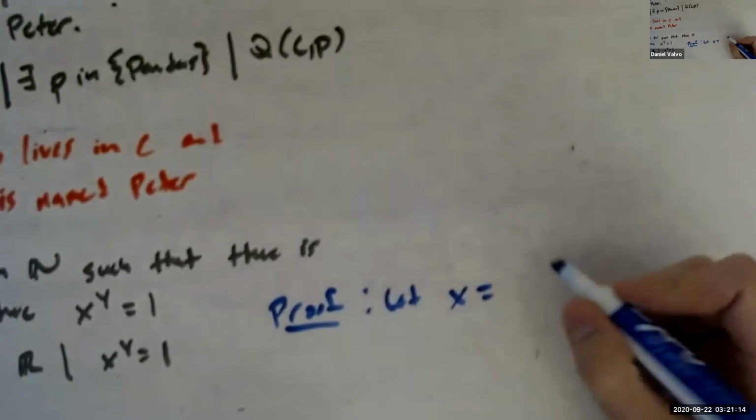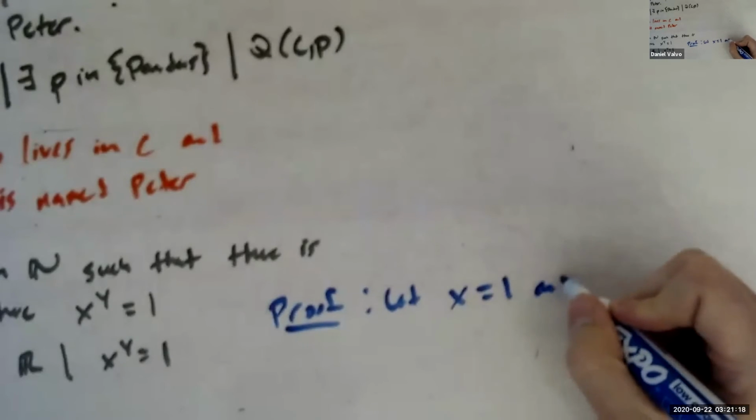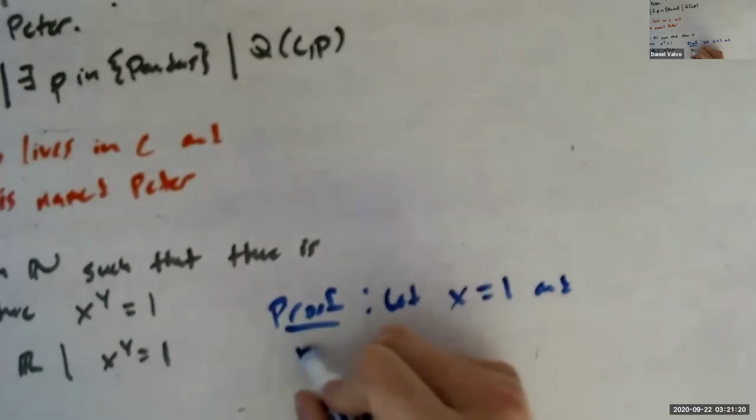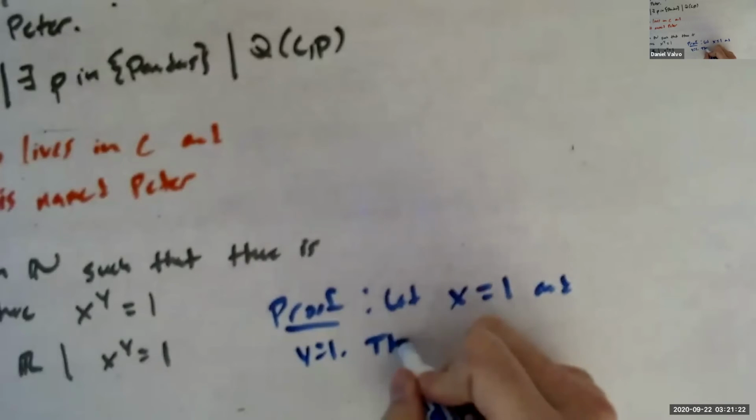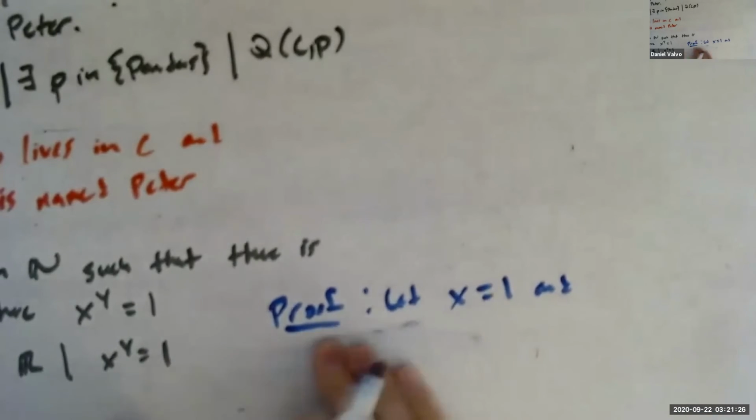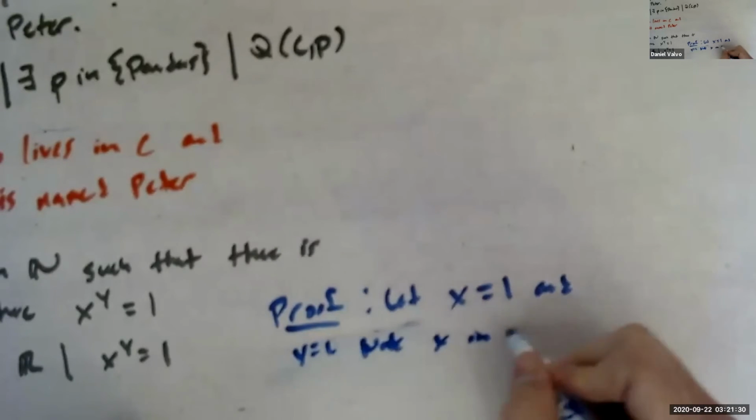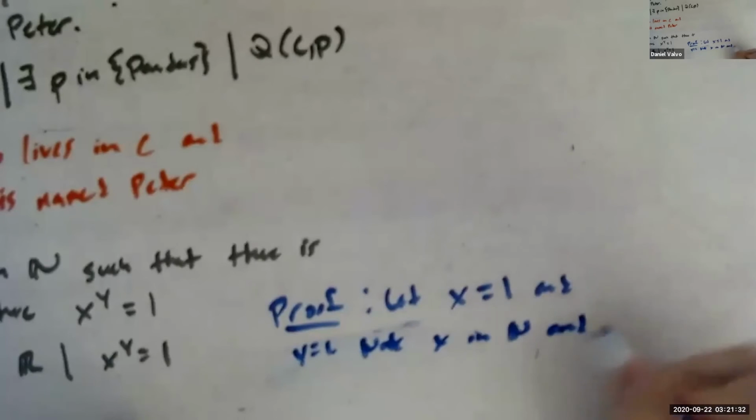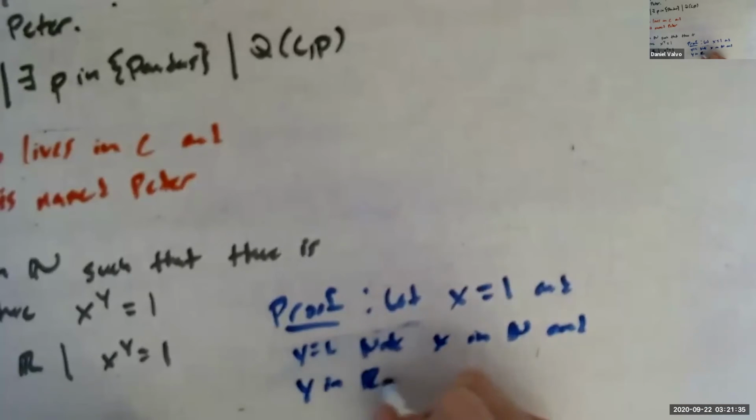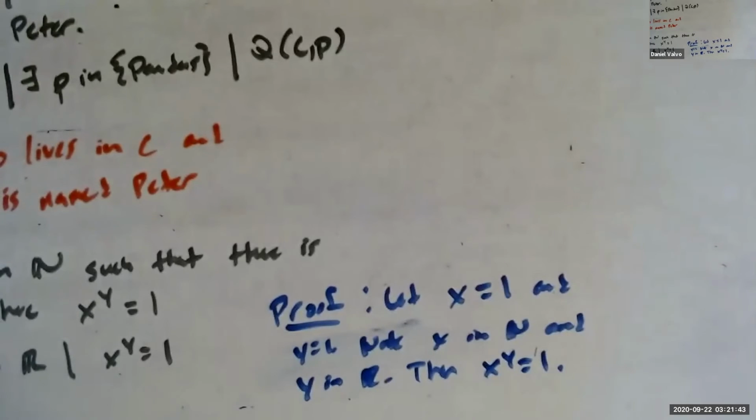So let X equal 1 and Y equal 1. Notice X is in the natural numbers, Y is in the real numbers. So X is in the natural numbers and 1 is in the real numbers. Then X to the Y equals 1. So you're proving that there does exist one.